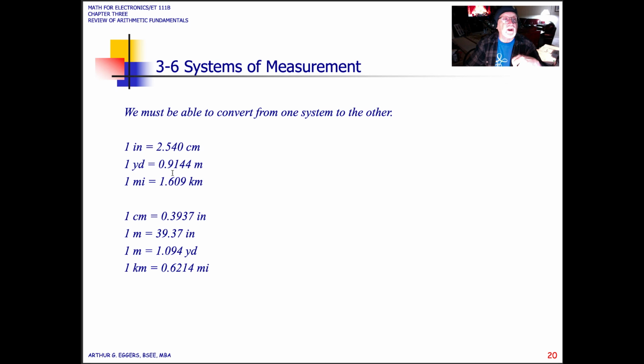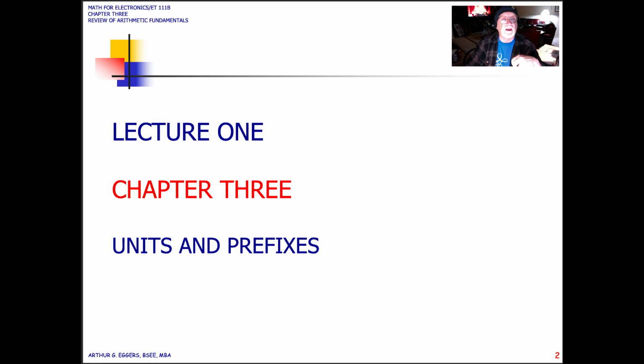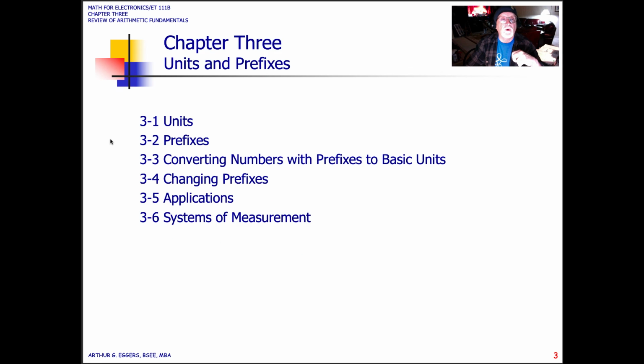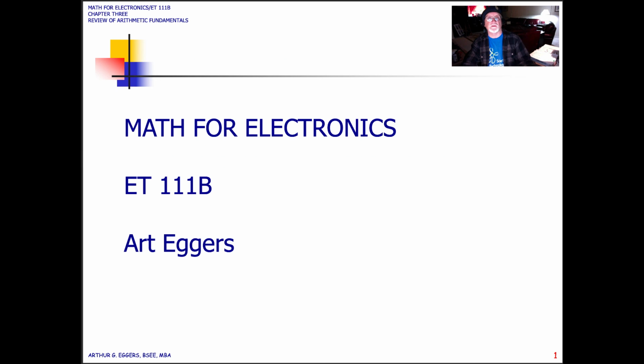So, Chapter 3 got us through all of those things that were related to units and prefixes. We were able to take a look at each of the areas, do some conversions, start applying those prefixes, and look at the application and the systems of measurement. So now we've gotten through 3 chapters. We'll hit Chapter 4 next time.